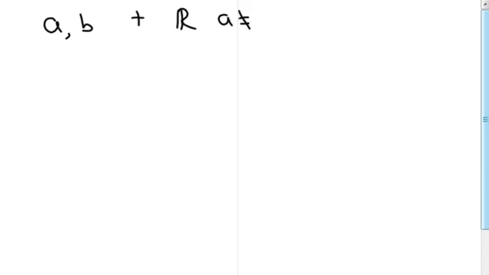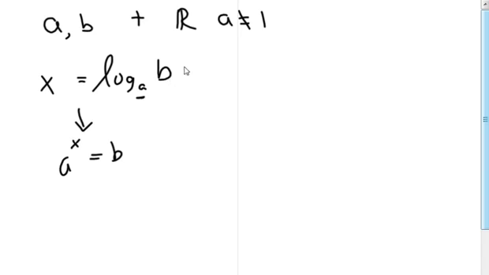So for starters, we'll just say that a and b are positive real numbers and a is not equal to 1. And since we're making things up here, we might as well say that x is equal to the log base a of b. So just some arbitrary x is equal to the log base a of b. Let's go ahead and turn that logarithmic equation into an exponential equation. So we have base a, exponent x, and that's equal to b over here.